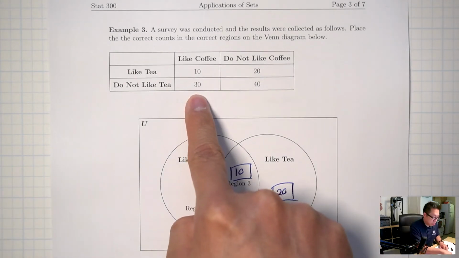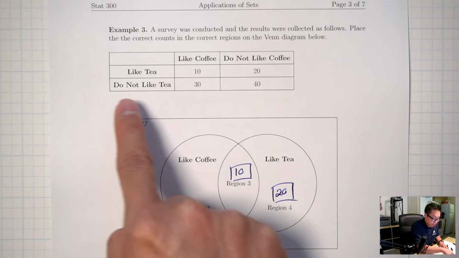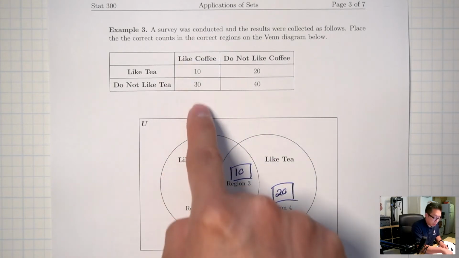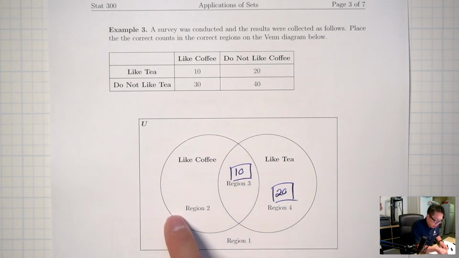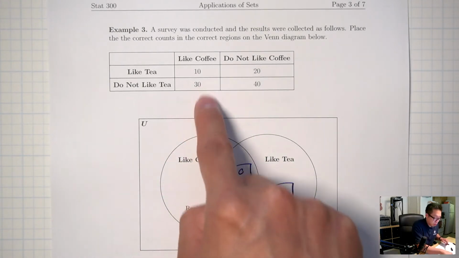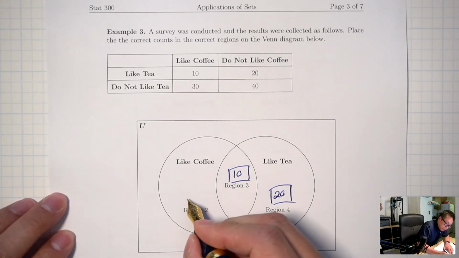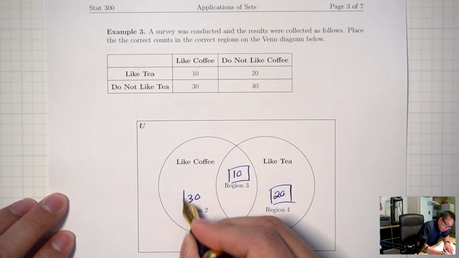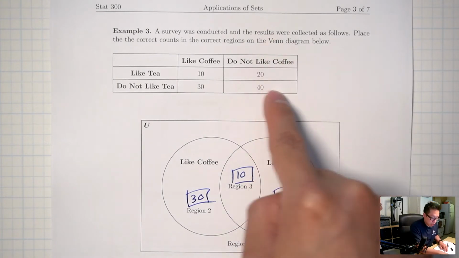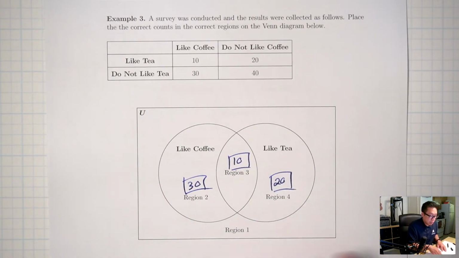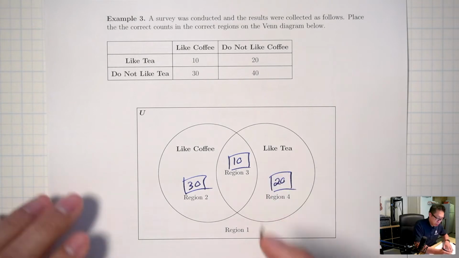30. So these 30 people like coffee, don't like tea. So I want inside coffee, outside tea. Inside coffee, outside tea will be region 2. So these 30 people will be in region 2. And then finally 40 people. These people don't like coffee, don't like tea, so they don't like anything. So these people should be outside of both circles. Outside of both circles is region 1. So region 1 will be 40.